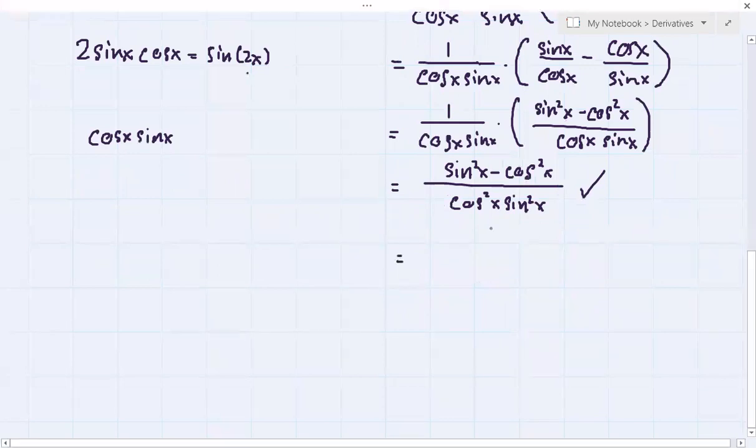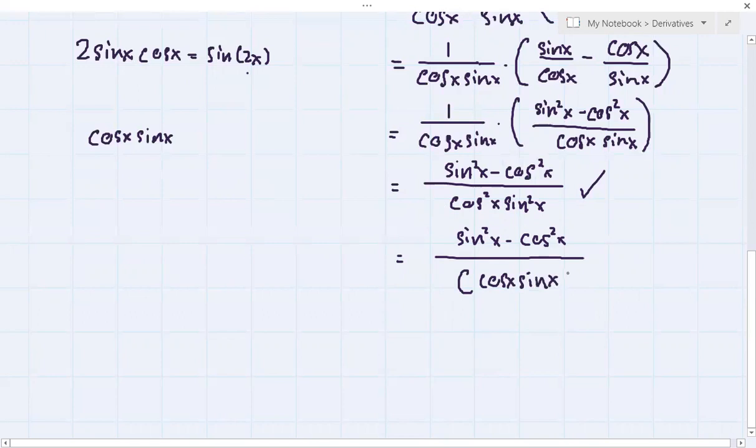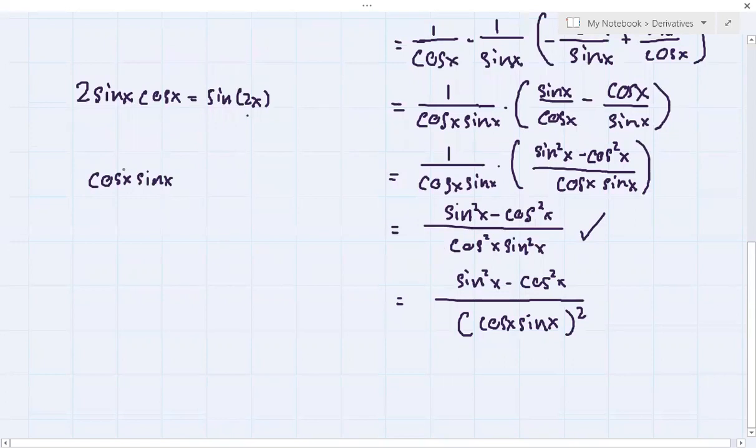First, I'll factor out the exponent, which is 2. So it becomes the quantity cosine x times sine x, raised to 2. Is there a possibility that we have a 2 here? The answer is yes, we can.